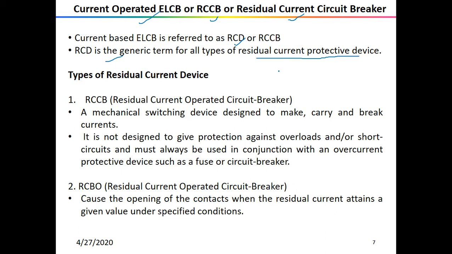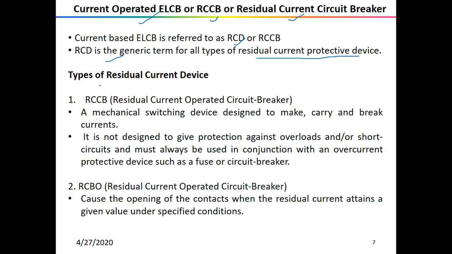as voltage ELCB, but the theory is entirely different, and it is more sensitive than voltage ELCB. Actually, in general, these ELCBs are of two types, as already discussed. One is voltage operated, and another is current operated. However, in general terms, it is known that ELCB stands for voltage, and current ELCB is termed as RCD or RCCB.